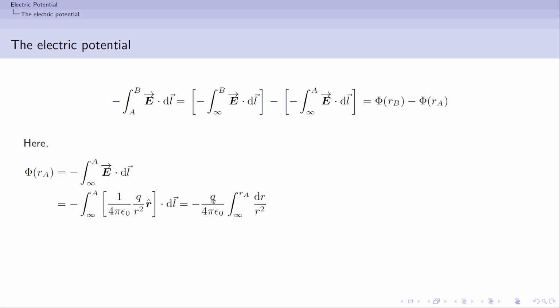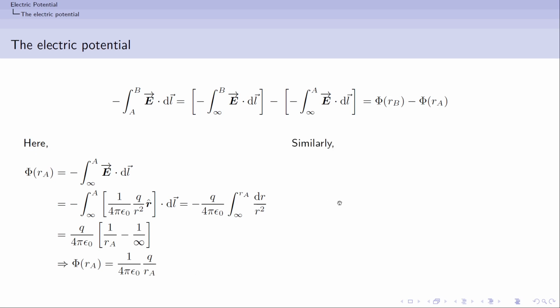So we have q by 4 pi epsilon naught, which comes outside. These are constants, and they will join the minus sign which is outside. So we have dr by r square, and this is going to give us a minus 1 by r. That minus will cancel out this. So as a result, we will have, with the upper limit, 1 by ra minus 1 by infinity. 1 by infinity is going to be 0. So this gives us phi of ra is equal to 1 by 4 pi epsilon naught q by ra.